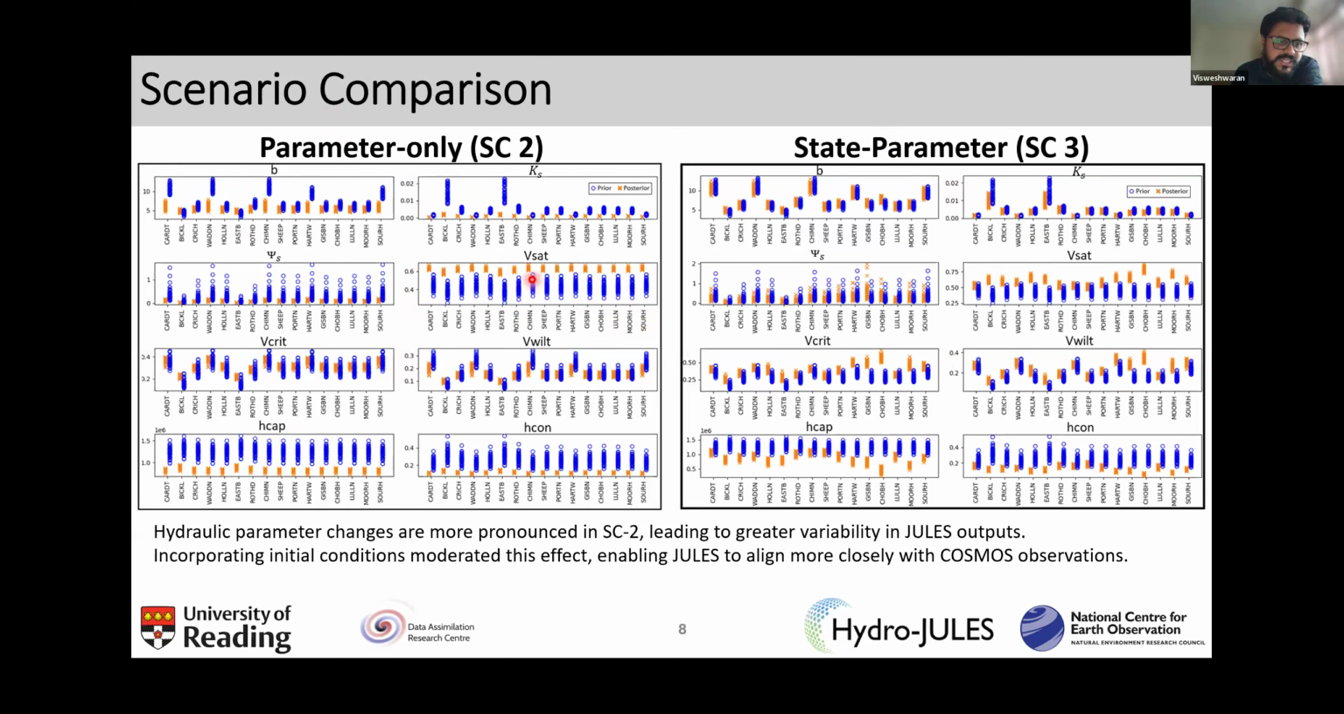However, the difference is that the changes which we see between the prior and the posterior value are more pronounced in the second scenario, which made the JULES more dynamic or flashy. And this effect was moderated when we incorporated the initial condition in the state parameter vector.